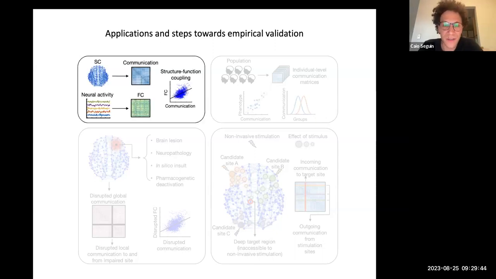So the first thing that people tried was to model functional connectivity. So this idea of structure-function coupling, where you compute your communication matrix on structural connectivity, you have some sort of neural activity recording that defines a functional connectivity matrix. And the hypothesis is that if based on the structure, two regions can communicate, let's say more efficiently, you would expect them to be more functionally coupled as well.